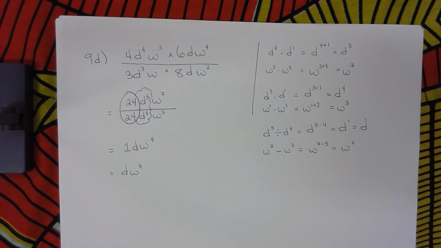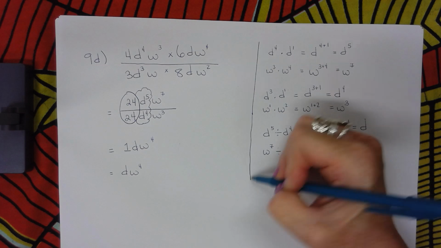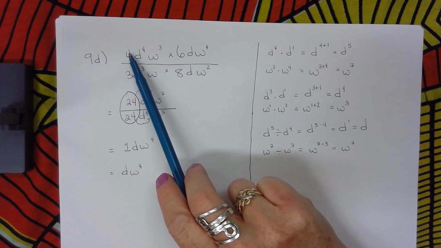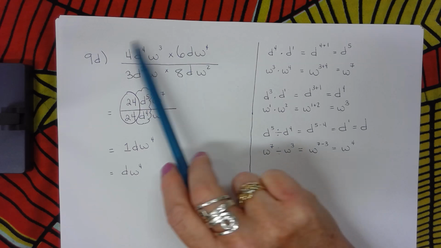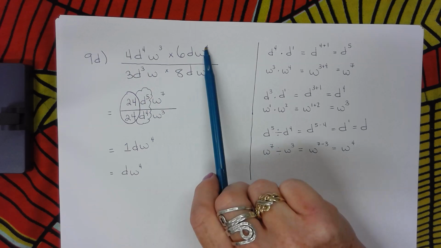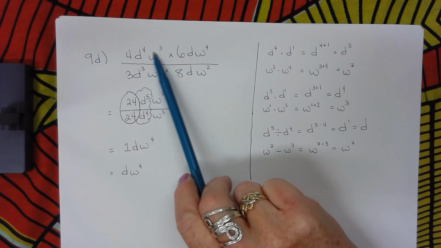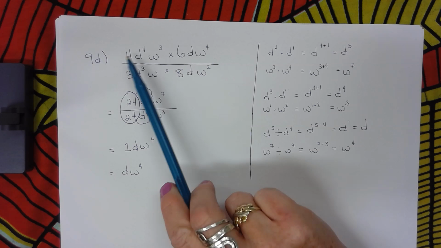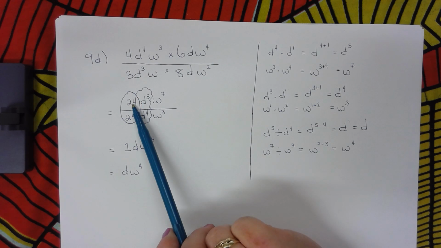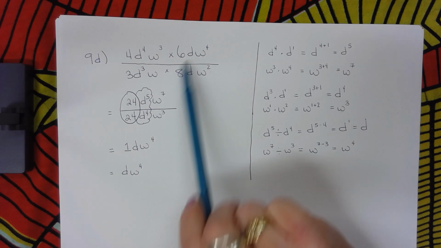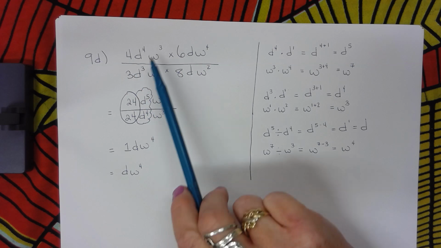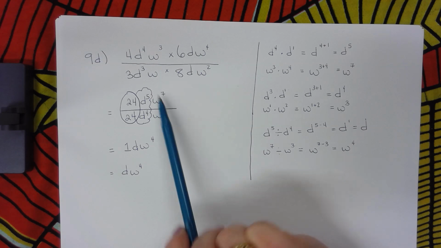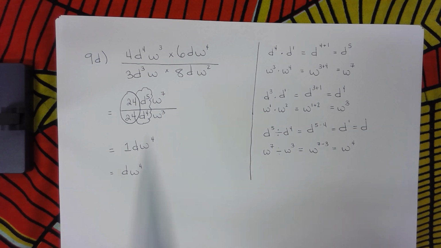So just to do a quick recap, when you have a question that has some numerical math that you can do in the numerator, you want to simplify as far down as you can in the numerator first. So we did 4 times 6, which was 24. d to the 4 times d became d to the exponent 5, and w to the exponent 3 times w to the exponent 4. Remember, we add the exponents, we got w to the 7.